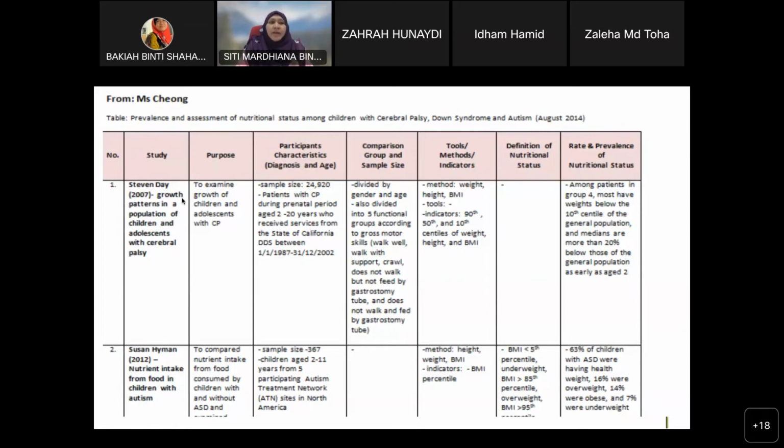So you need other members to help read the papers and chart the evidence. Here, because her title is the Prevalence and Assessment of Nutritional Status Among Children with Cerebral Palsy, Down Syndrome, and Autism, she mentioned the study and its purpose, the participant characteristics, at what age, the sample size, comparison group and sample size, the tools, and also the rate and prevalence.